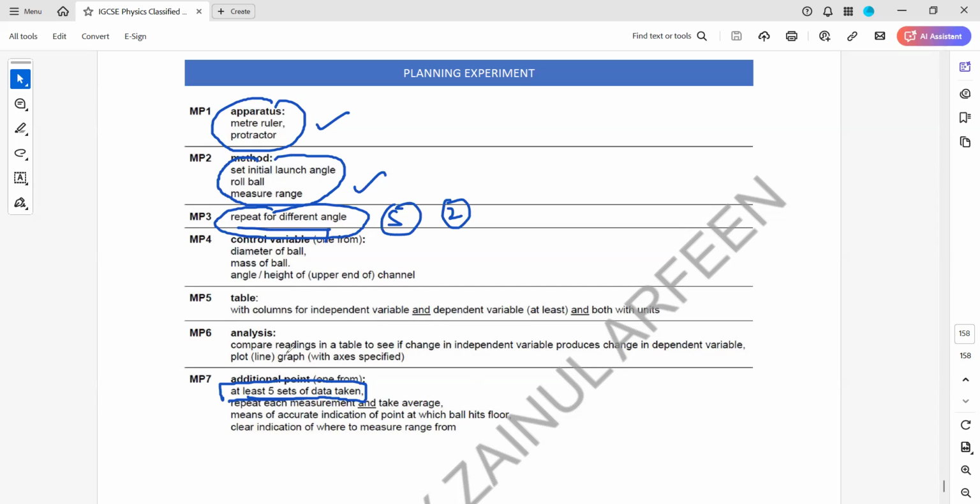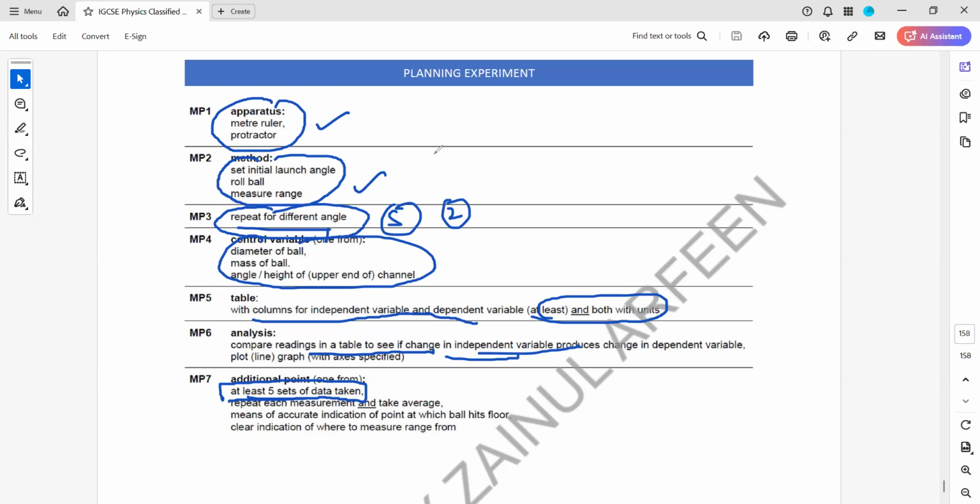That's why I always advise that when you write, don't say only repeat the experiment; mention the number of times you should repeat. Then the control variables: the diameter, the mass, the angle, or the height of the upper channel. Then the table with column headings with correct units, and then compare the readings in the table. Just plot a graph between angle and range and compare whether a change in angle produces a change in the range. That's the comparison you will mention.